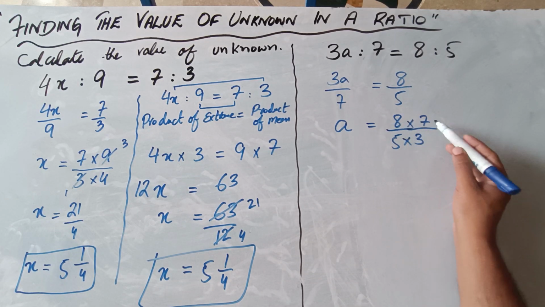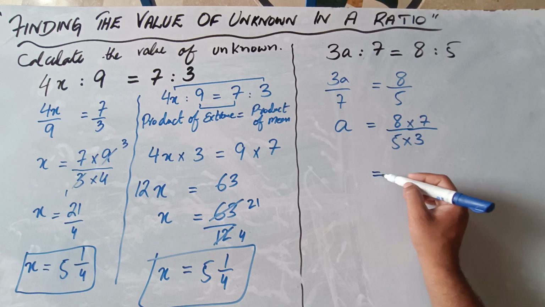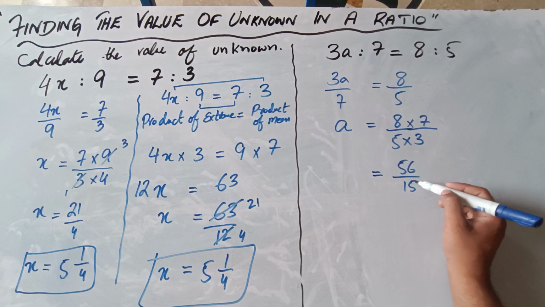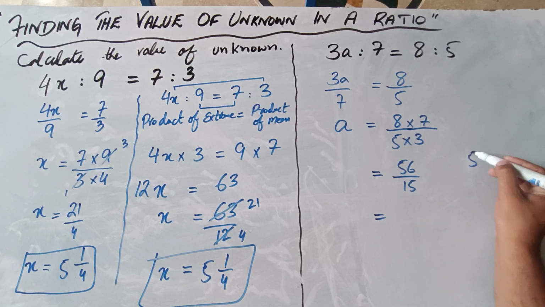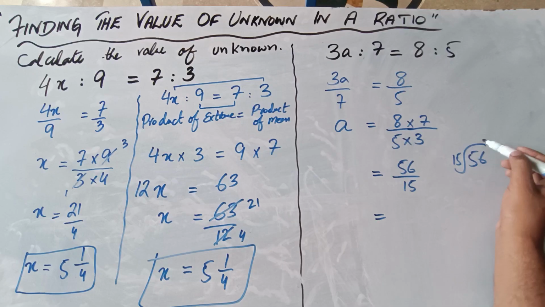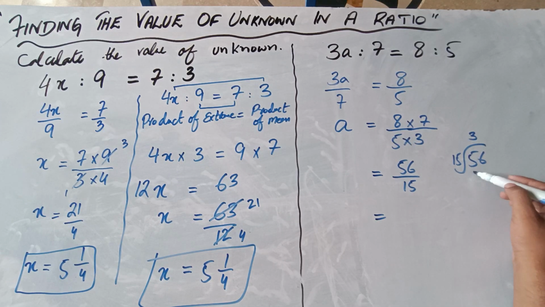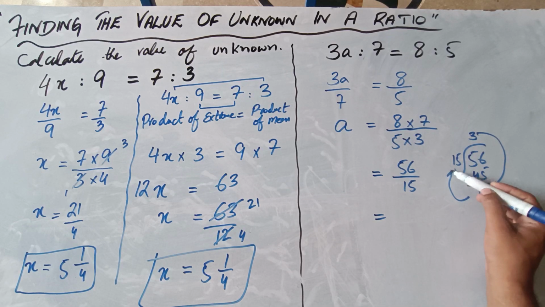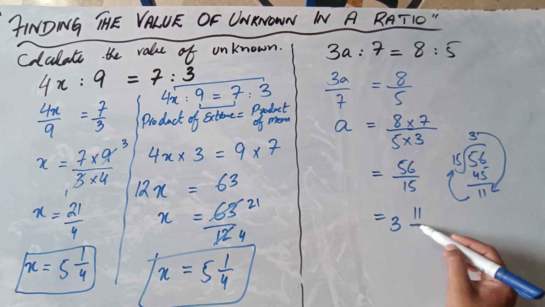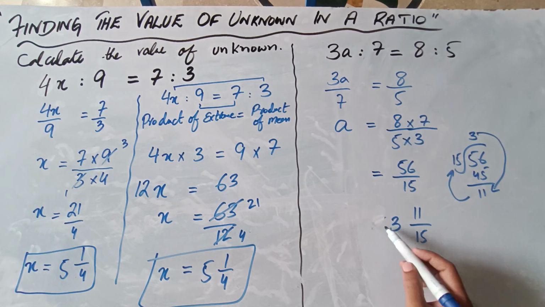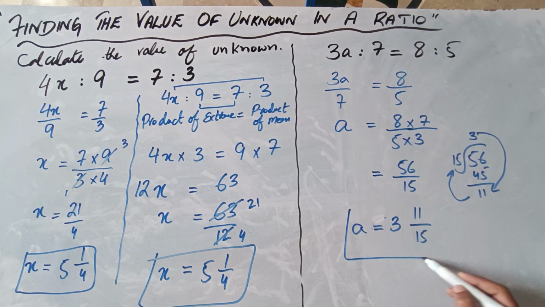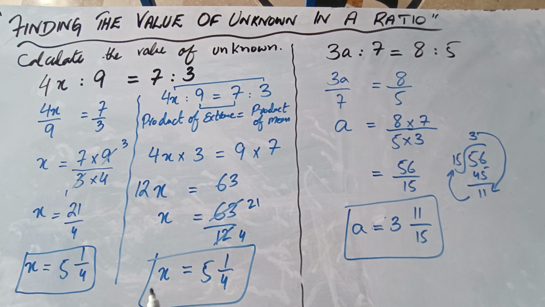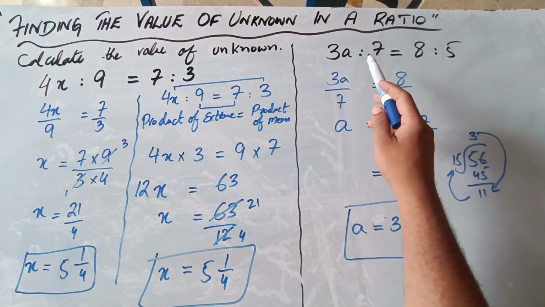Now we will see, is there anything which is cancelling? No. So 7 eights are 56 upon 5 threes are 15. Now let's divide them. What would it become? 15 threes are 45, so we are left with 11. So 3 whole 11 upon 15. This is the final answer, or the value of a. If we put this value in, these two ratios would become equal.